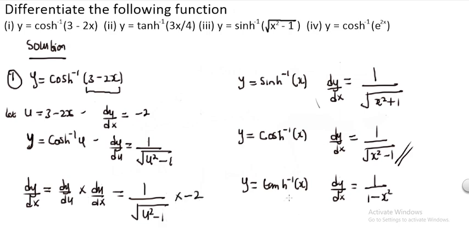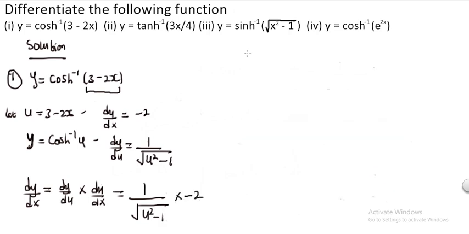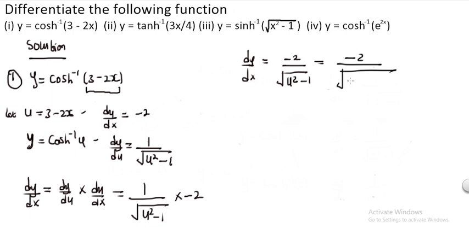I'll clean up space before we continue. From here you can see dy over dx is equal to, if you multiply this and this, minus 2 divided by the square root of u squared minus 1. But then if you notice, u is 3 minus 2x, so we can just plug u back in, so that we have minus 2 over the square root of (3 minus 2x) squared minus 1. So that's it for the first question.